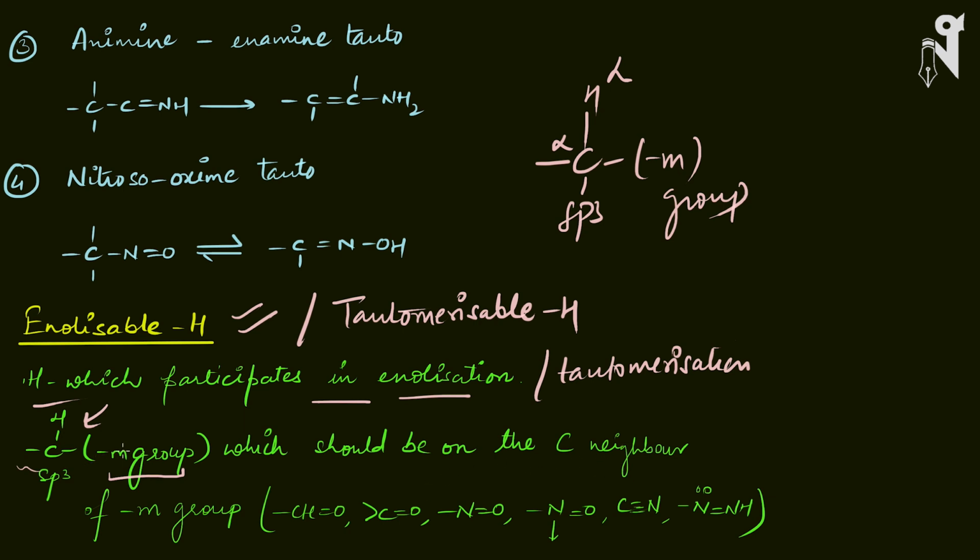As I mentioned, it is either in this structure, and this sp3 carbon should be the neighbor of a minus M group, and that minus M group can be an aldehyde, can be a ketone, can be nitroso, can be nitro, can be nitrile, and can be NH.